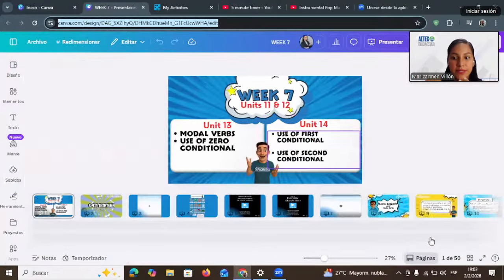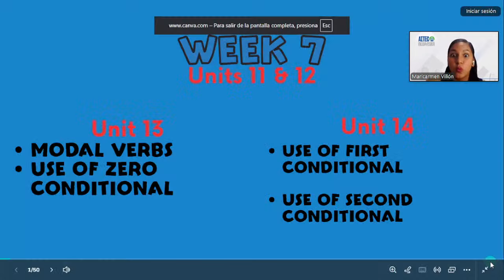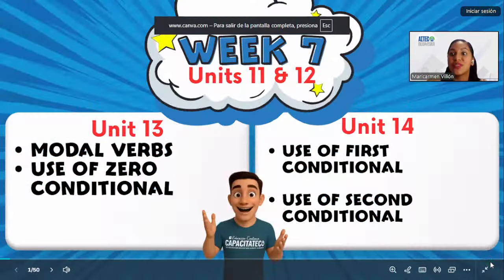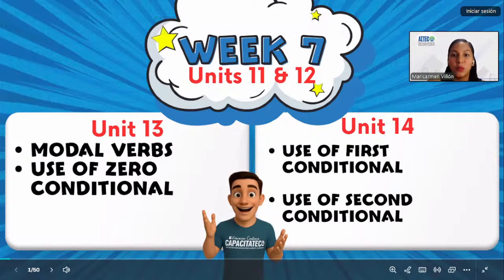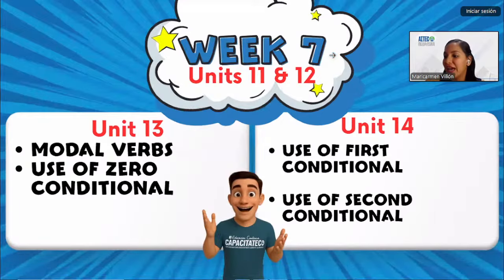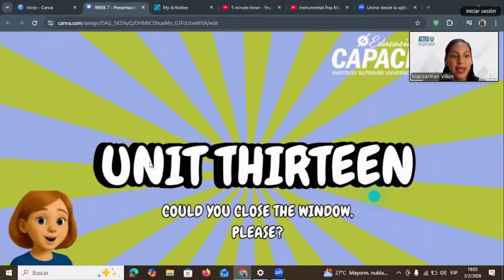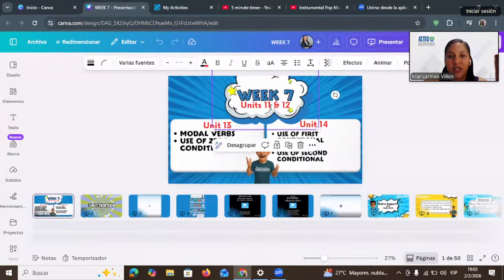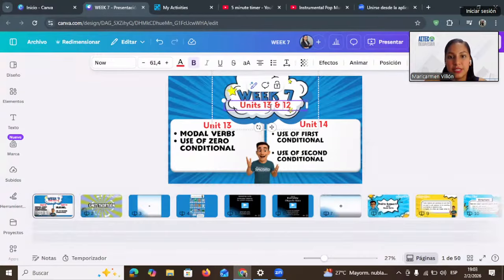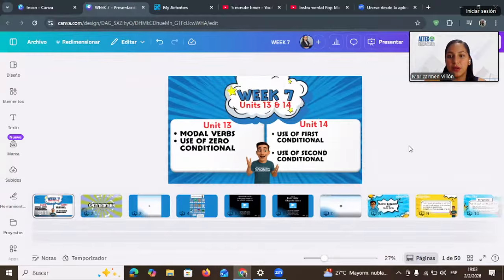My friends, welcome to week number 7. Today we start week number 7, as you can see here. 66 students connected. So listen to what we got. Oh my God, I have an error here. One moment. I have a mistake. So it's units 13 and 14. So sorry for that.